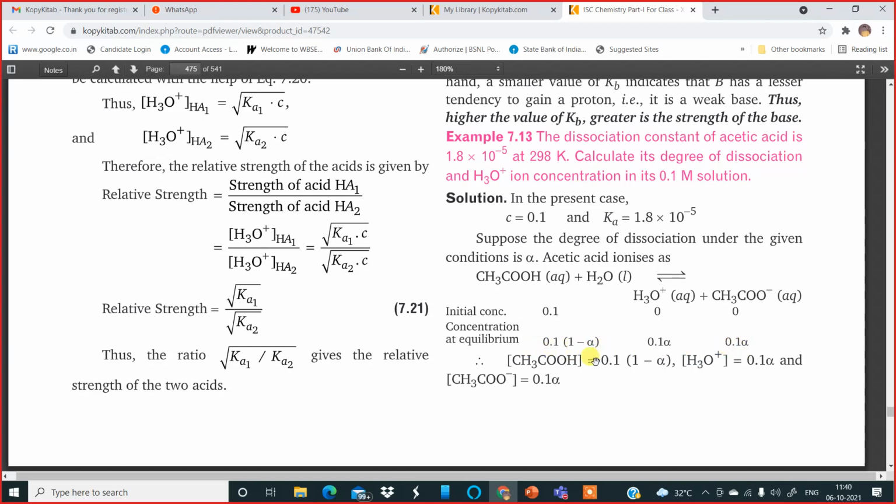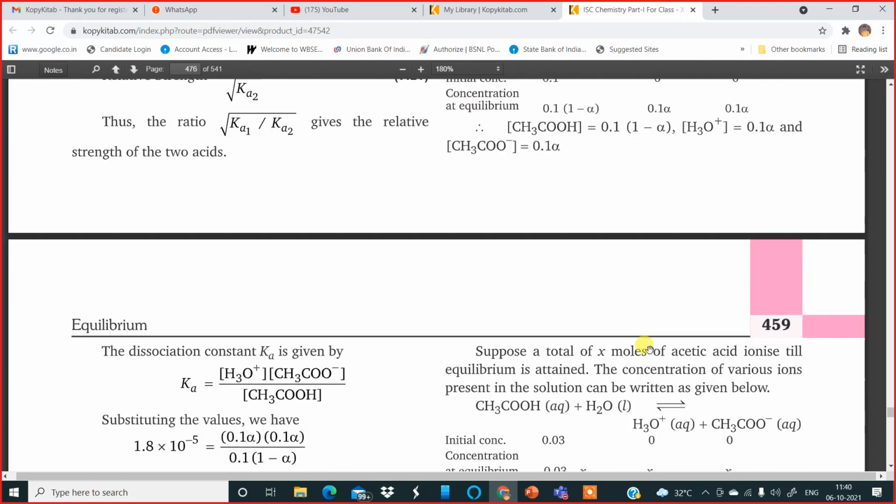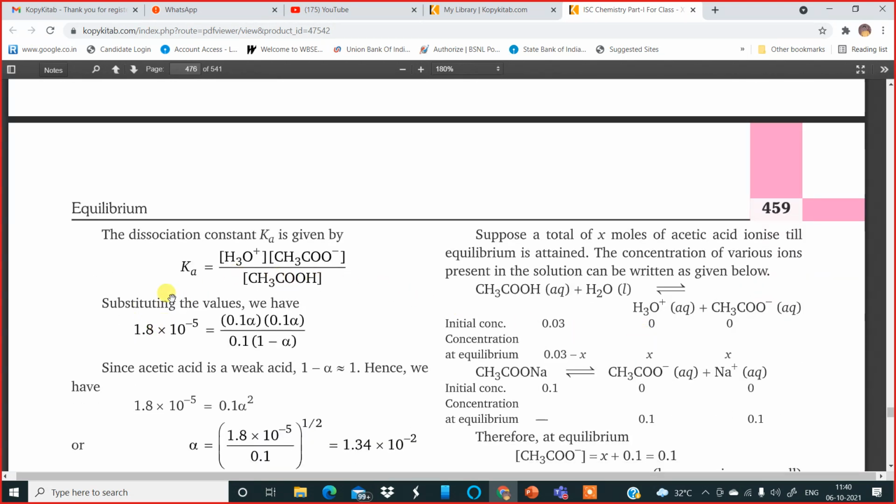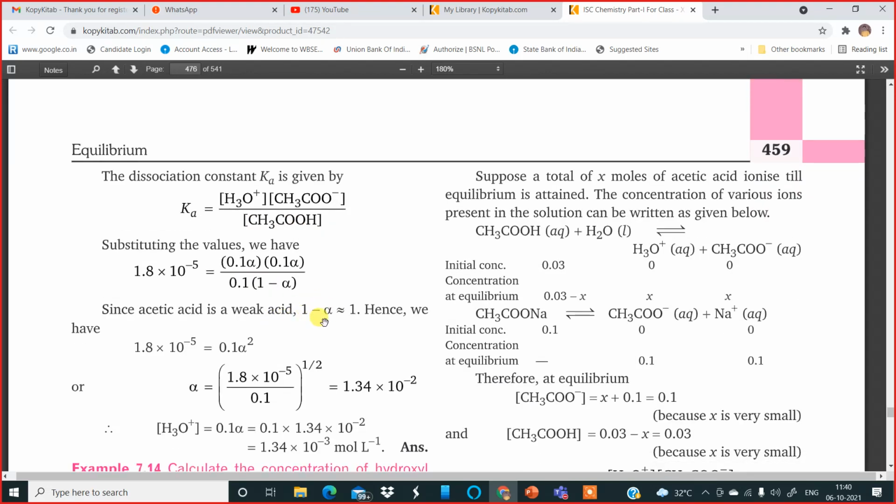Knowing the concentrations and applying the formula which I had given earlier, put the value of Ka, substitute the concentrations of hydronium ion, acetate ion, and acetic acid, and work out the value of alpha. Assuming that acetic acid is a weak acid, 1 minus alpha is assumed to be equal to 1. Therefore, we have 1.8 × 10^-5 equal to 0.1 alpha squared. This is how you simplify and get the value of the degree of dissociation.